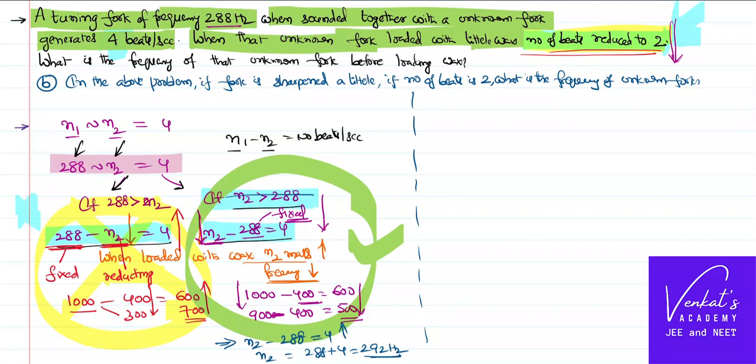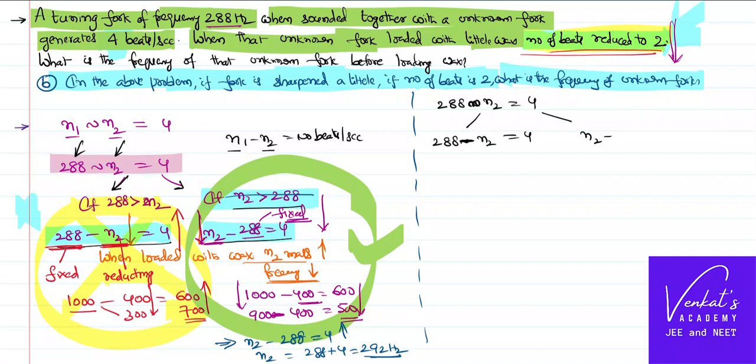Anyway, to analyze further, one more problem I have taken. If the unknown fork is sharpened a little, so that the number of beats is again reduced to 2, what's the frequency of that fork? I will start analyzing in the same way. There are two frequencies, 288 and N2, and the difference is 4. There are two possibilities: if 288 is larger, 288 minus N2 equals 4, or if N2 is larger, N2 minus 288 is equal to 4.